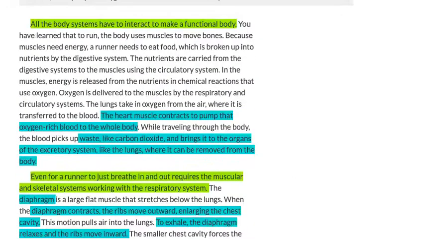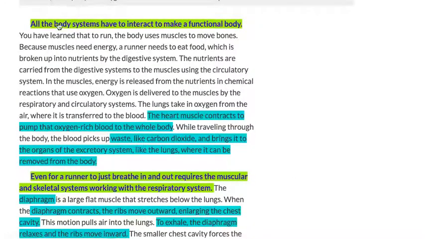Now, all body systems have to interact to make a functional body. We've learned that when you run, the body needs to use muscles to move bones, and because these muscles need energy, the runner needs to eat food, which is broken up into nutrients by the digestive system, and these nutrients are carried from the digestive system to the muscles using the circulatory system. In the muscles, the energy is released from the nutrients in chemical reactions that use oxygen, and this oxygen is delivered to muscles by the respiratory and circulatory system.